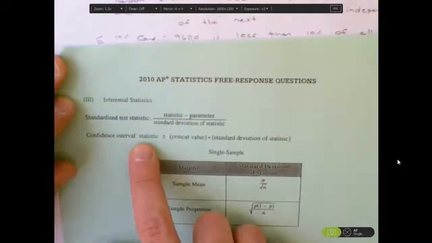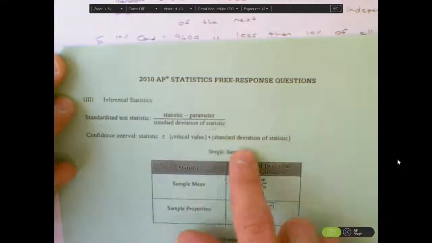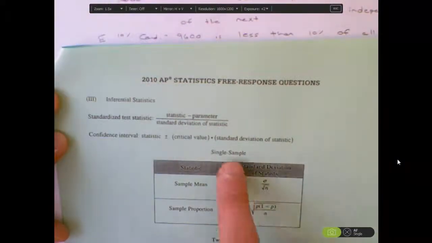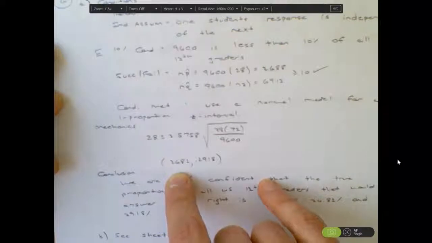Keep in mind for every single confidence interval on your green sheet here, you have your statistic plus or minus your critical value times the standard deviation, which will always be standard error, but I have one proportion right here, single sample, sample proportion. So those formulas are on there to help me out. I just did a 1 proportion z interval in my calculator to get this value. It's n. N was obviously 9,600. X is the number of successes, 2,688. Remember, if that's not an integer, round it to the nearest integer. And confidence level is 99%.